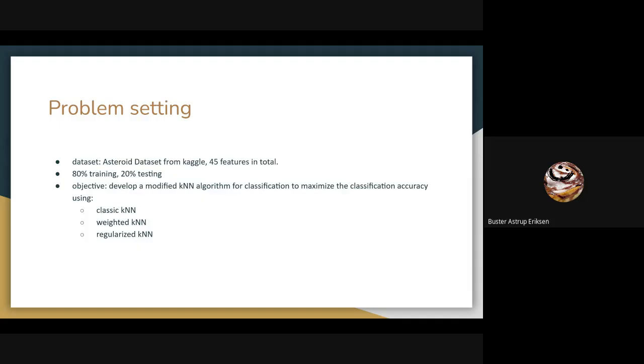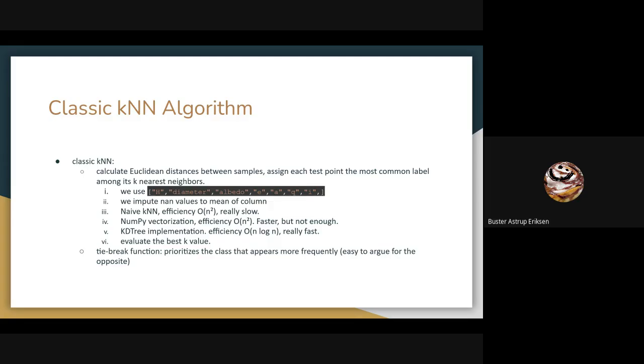Then we have the objective: we want to do a classic KNN, then a weighted KNN, and then a regularized KNN and compare them. In this slide, there's not going to be any comparison because most of the people who did weighted and regularized KNN are not here until next week. Okay. Well, I was responsible for doing the classic KNN algorithm, so luckily I can talk about that.